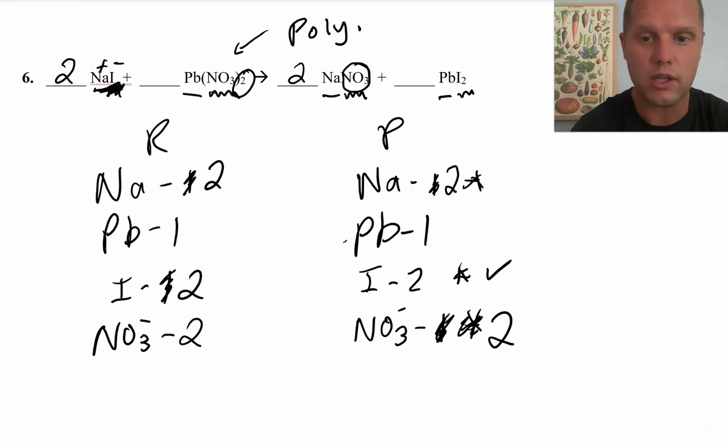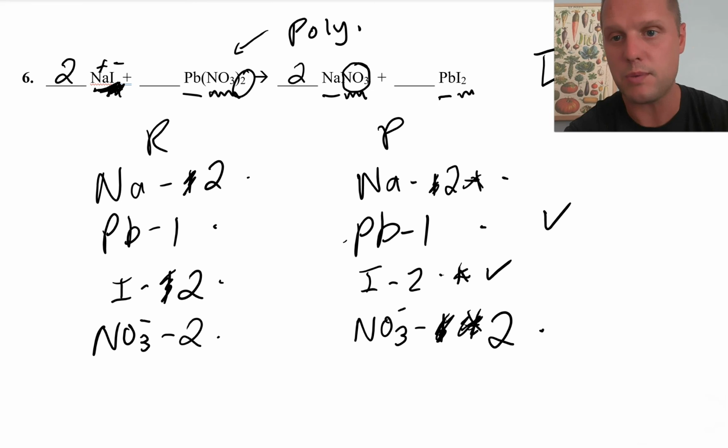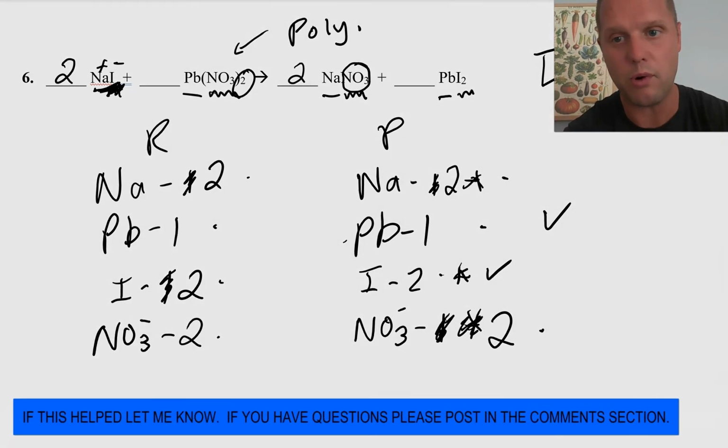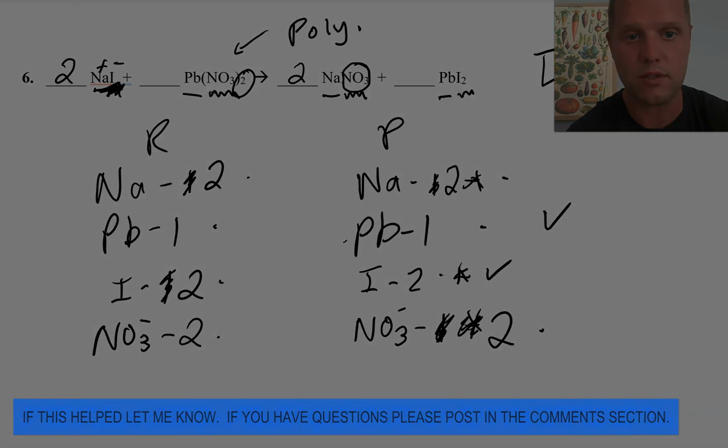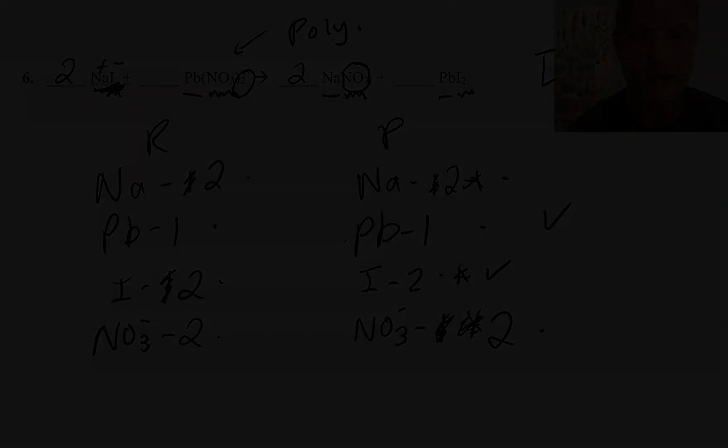And now when you look, you can see that we have 2, 2, 2, 1, 1, 2, 2, 2, 2. We are balanced. This is good to go. That is a double displacement reaction. We'll talk about that more later. We can tell because it's got 2 ions that are switching partners.